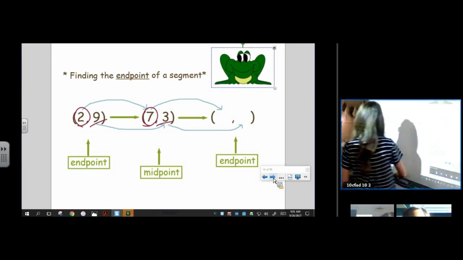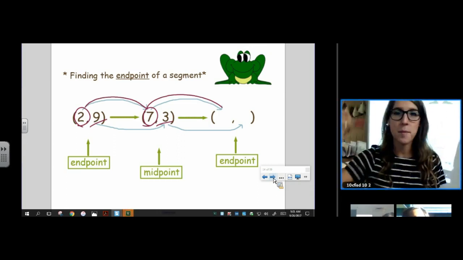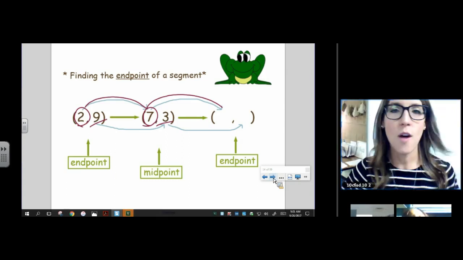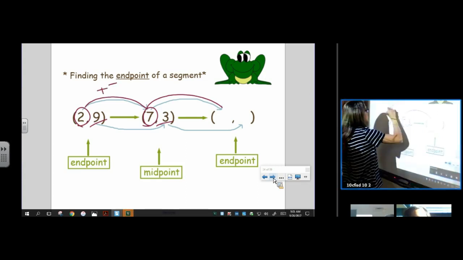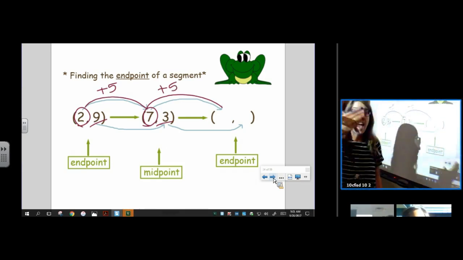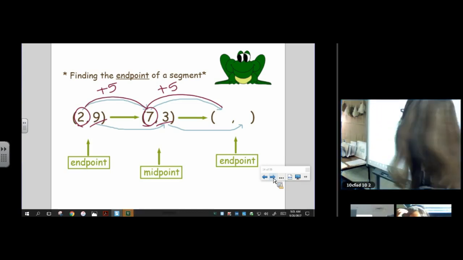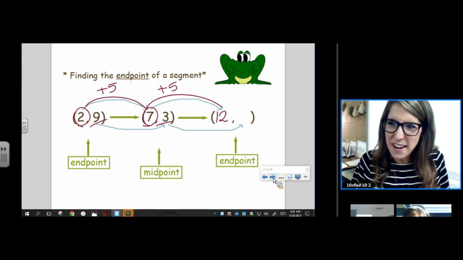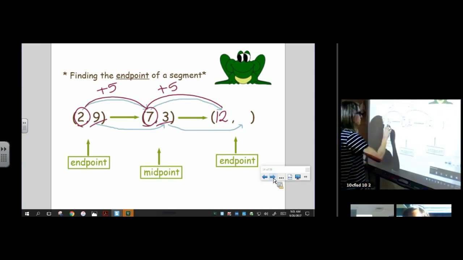Okay, anyways. So, we're going to play leapfrog. We're going to leap from leap pad to leap pad, from X to X to X. When I leap from 2 to 7, how far do I leap? Plus 5. 7 minus 2 is 5. So I'm going to leap plus 5 again because I want that midpoint to be equidistant between the endpoints. 7 plus 5, I land on leap pad 12. This is better than midpoint formula, right? This is more fun.